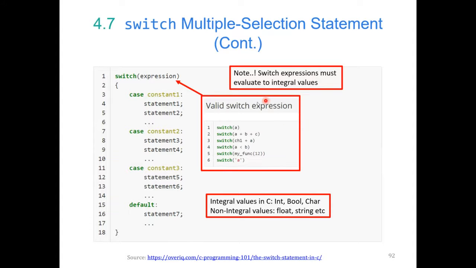So here are some examples which are valid switch expressions. Let's suppose a is an integer, then switch a is obviously valid. You can write maybe addition of 3 characters or 3 integers. That's also valid. You can write maybe an expression which compares two integers but gives you an integral value in return, right? Because if a is less than b, it will give you 1. If a is not less than b, it will give you 0. So these are valid switch expressions.